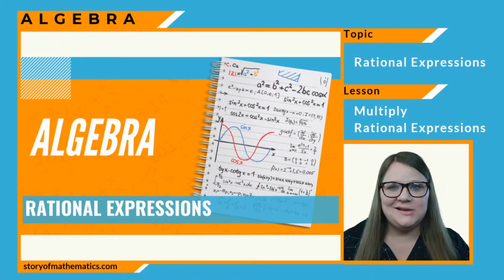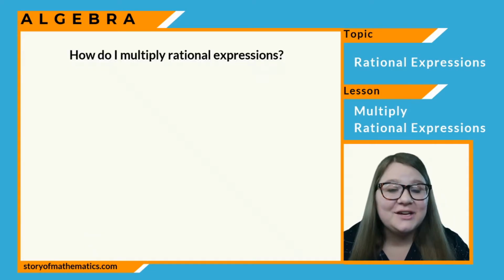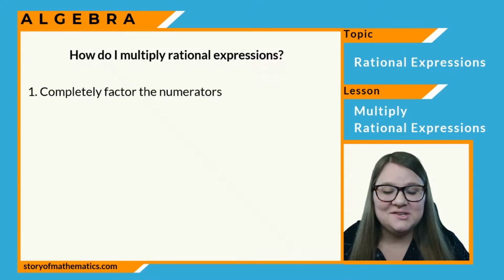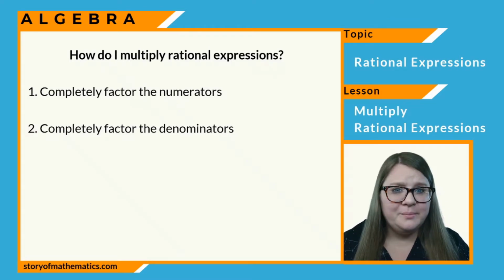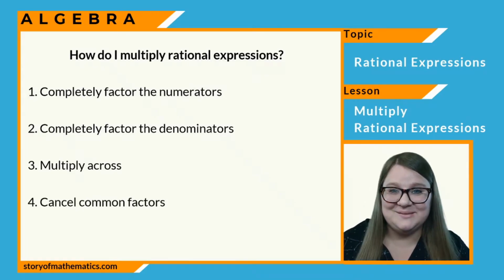In this video, we're going to learn how to multiply rational expressions. So let's take a look at the steps we will need to use in order to do that. The first thing you'll want to do is factor all of the numerators, then factor all of the denominators. After that, you'll be able to multiply straight across and cancel any common factors in order to simplify.